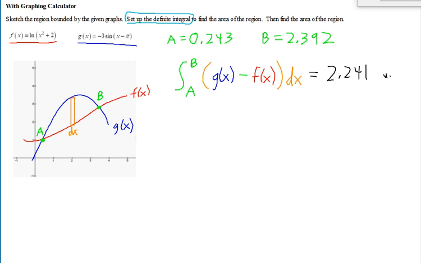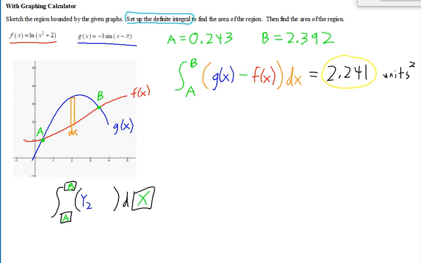Again, if you want, you can put units squared, but you don't have to because we don't have specific units here. Now, if you have the newer 84, it's pretty intuitive. It's going to put a box there, and then dx in a box there. So if it's that way, then you put A here. You can use the arrows or tab buttons to move between these. B here. The X goes right there.